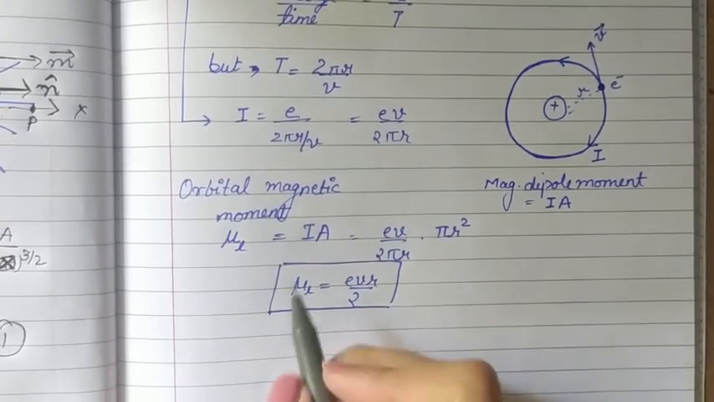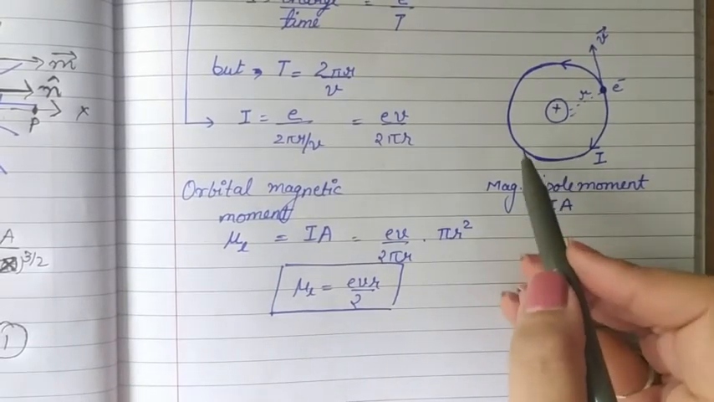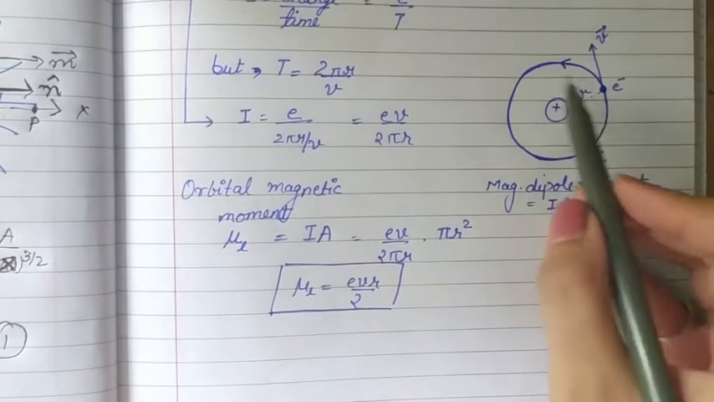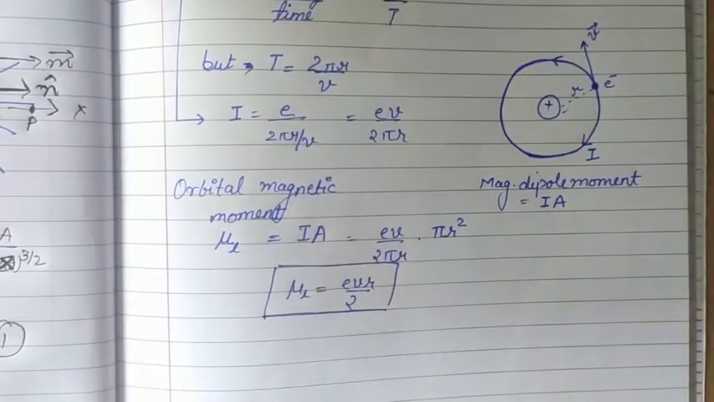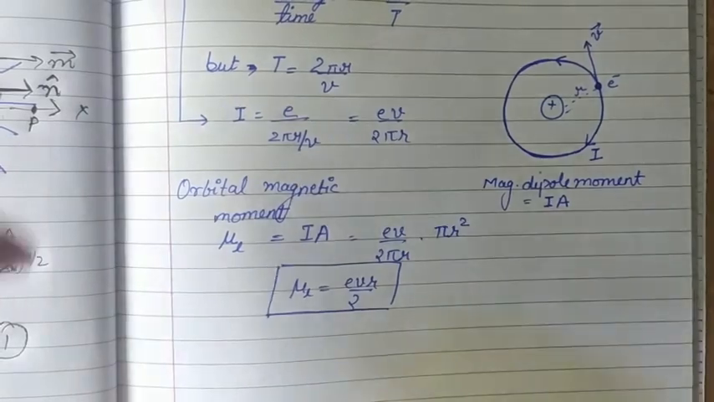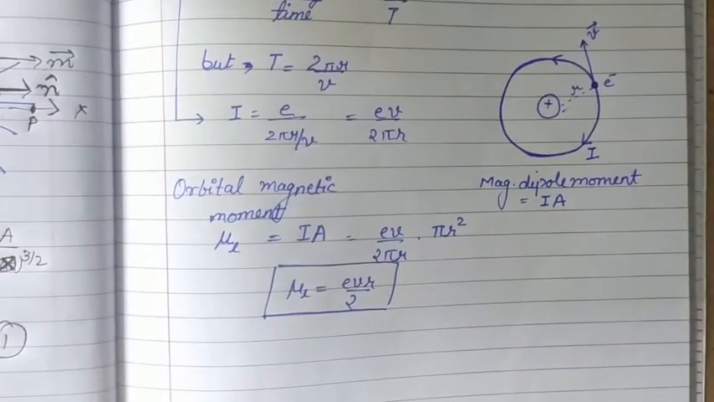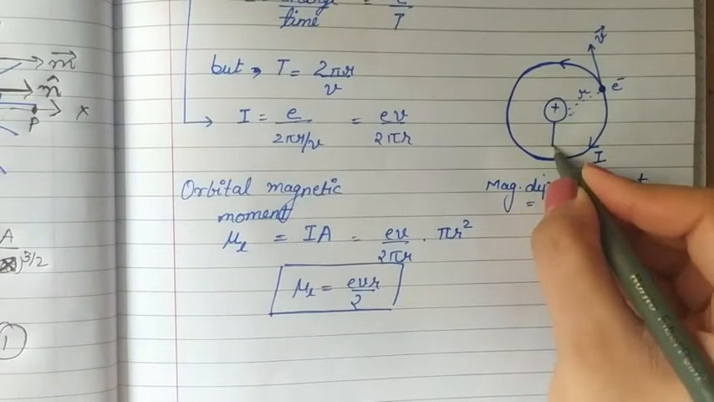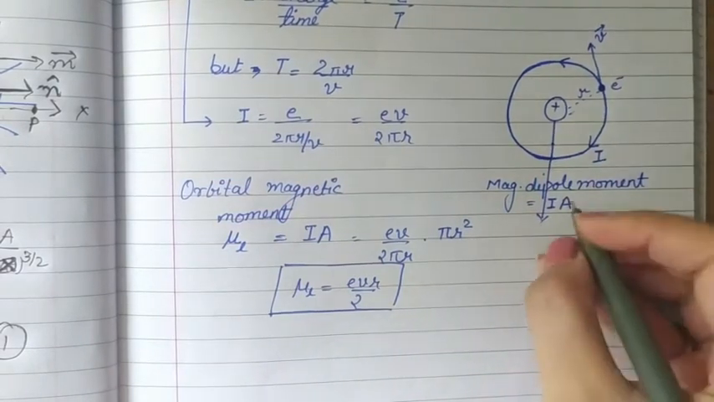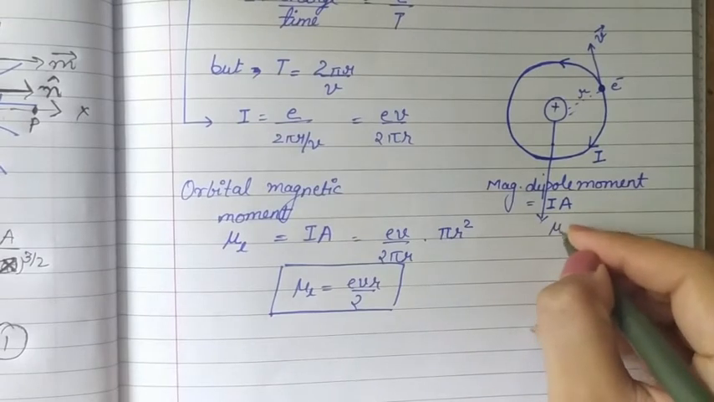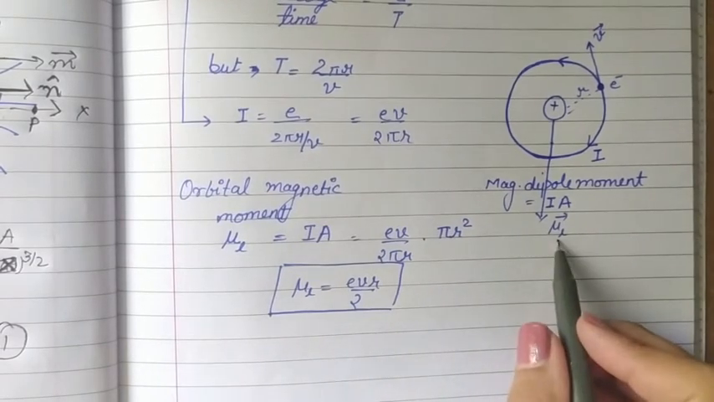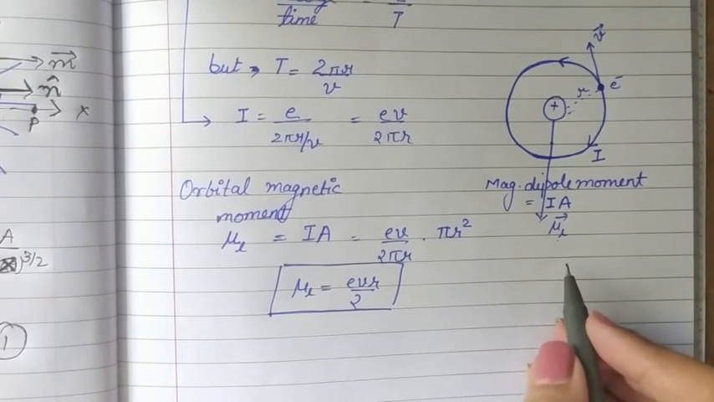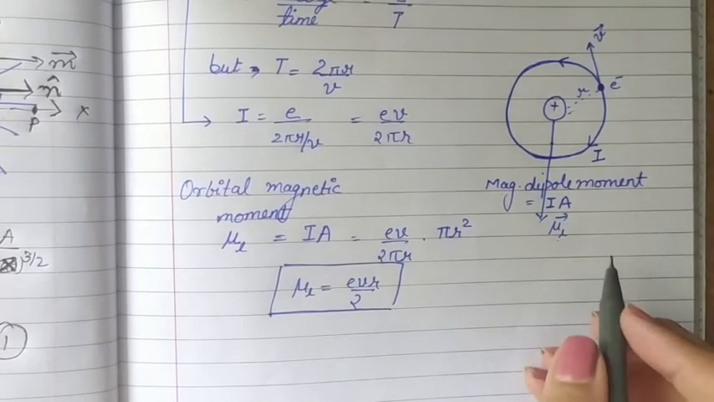Now let's talk about the direction of this magnetic moment. So if we apply right hand rule here in this loop, the current flowing in this loop is clockwise, and if we take our right hand and bend our fingers in clockwise direction, then we find that the thumb will point in downwards direction. So the direction of magnetic dipole moment will be in downwards direction, that is mu L vector, right? So according to right hand thumb rule, the direction of magnetic dipole moment of revolving electron will be perpendicular to the plane of its orbit and in downwards direction.